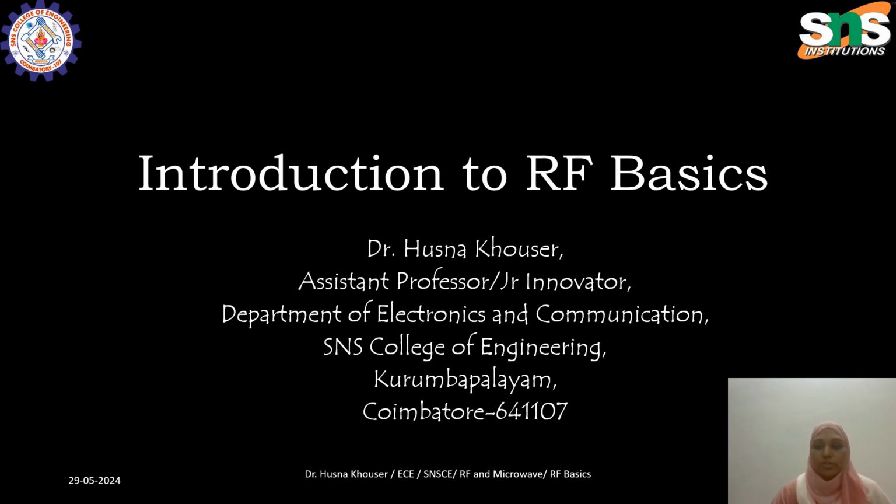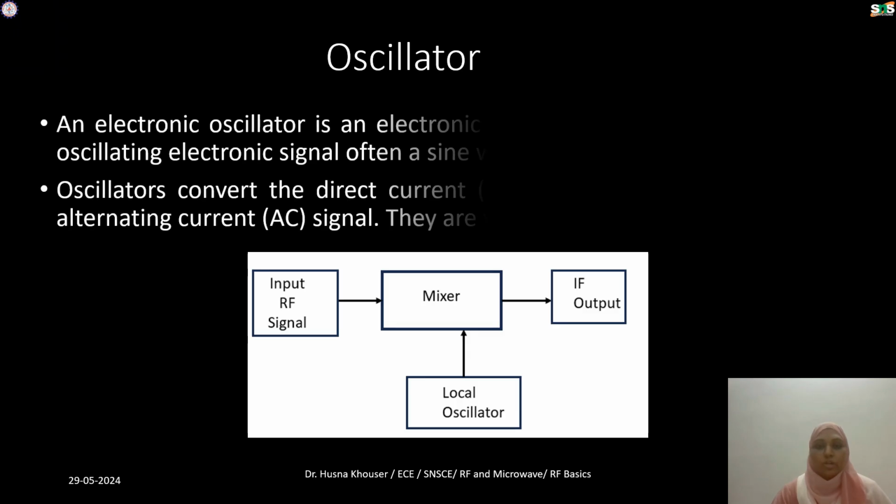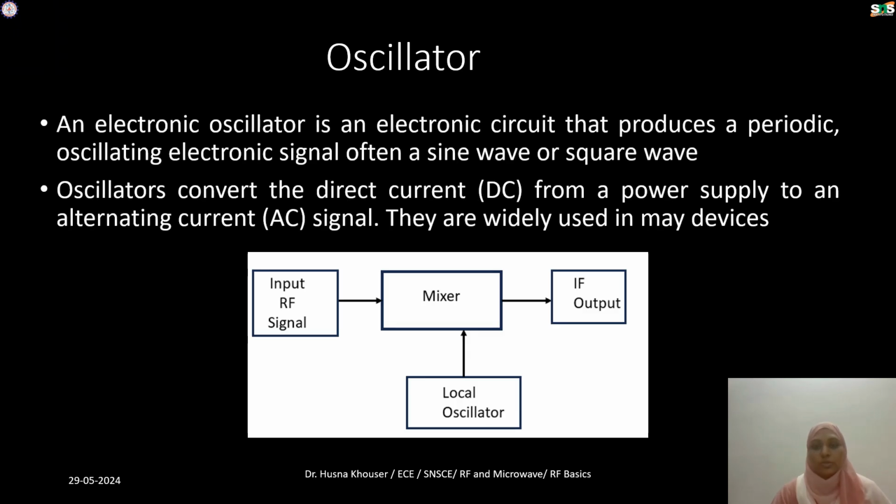In this lecture, today we'll discuss oscillators. An electronic oscillator is an electronic circuit that produces a periodic oscillating electronic signal, often a sine wave or a square wave. So an oscillator converts the direct DC power from the power supply to an AC signal. So they are widely used in many devices.